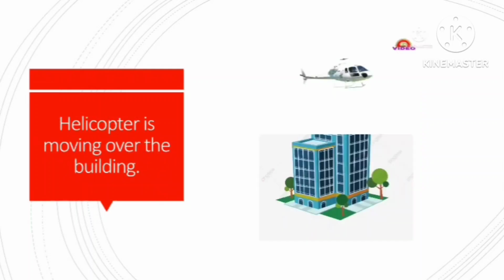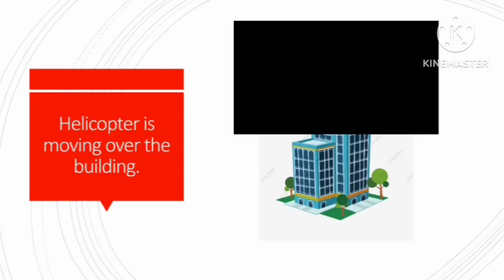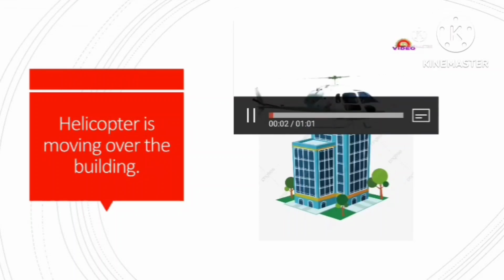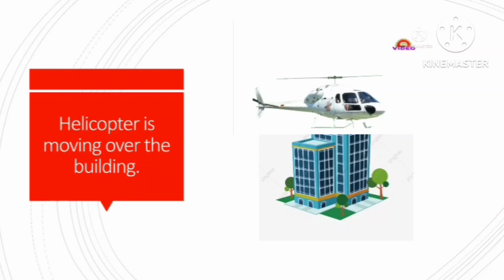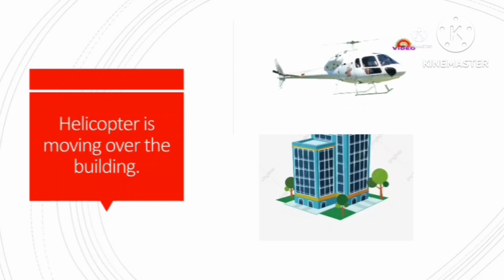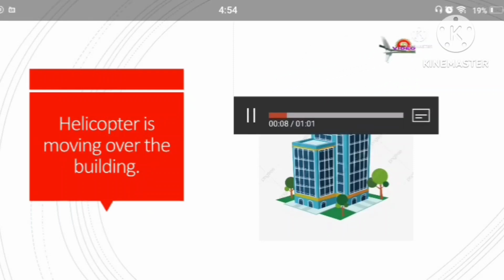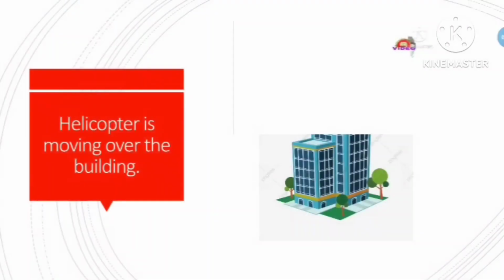Number 10. Over. Over is used when something is high and doing movement. For example, a helicopter is moving over the building. Another sentence, a beautiful bird is flying over the lake.